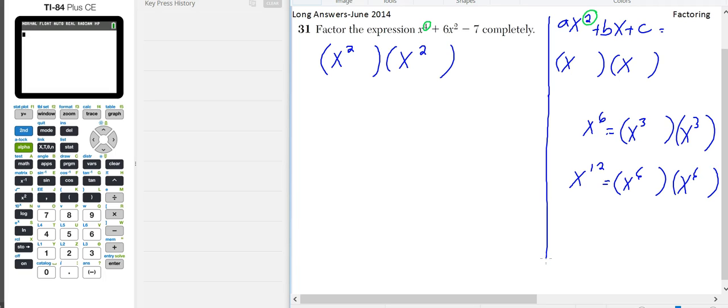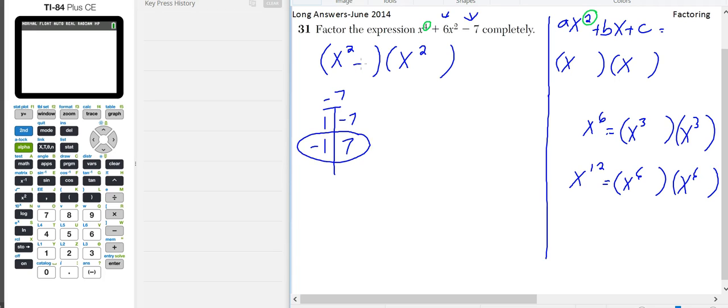Since there's no GCF, and we can't do difference of two perfect squares, we're going to try to do reverse FOIL. We can try reverse FOIL because the coefficient of our term with the highest exponent, x to the fourth, is 1. So reverse FOIL will probably work. To do reverse FOIL, we need to find factors of the c term, which is negative 7, that add up to the b term, which is positive 6. Factors of negative 7 are positive 1 and negative 7, negative 1 and positive 7. That's it. Which one of these adds up to positive 6? Negative 1 and positive 7.